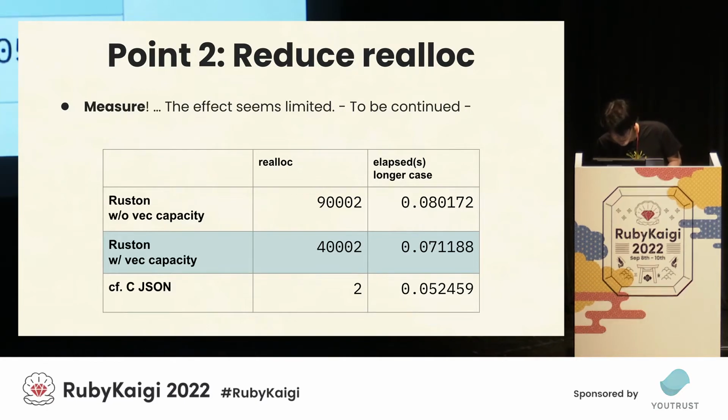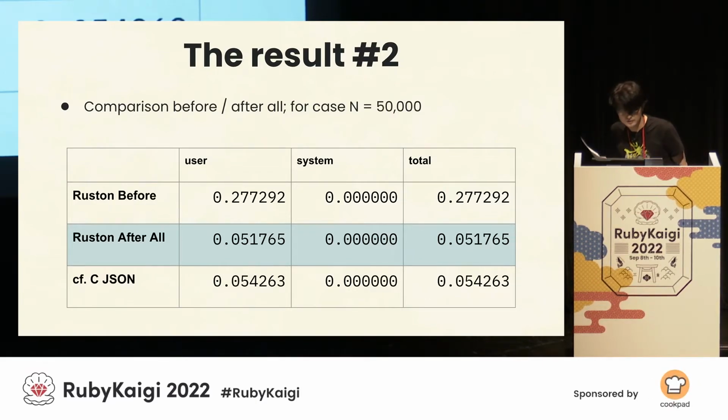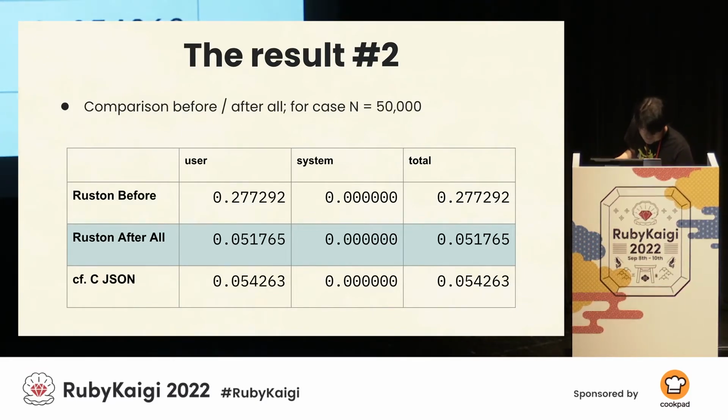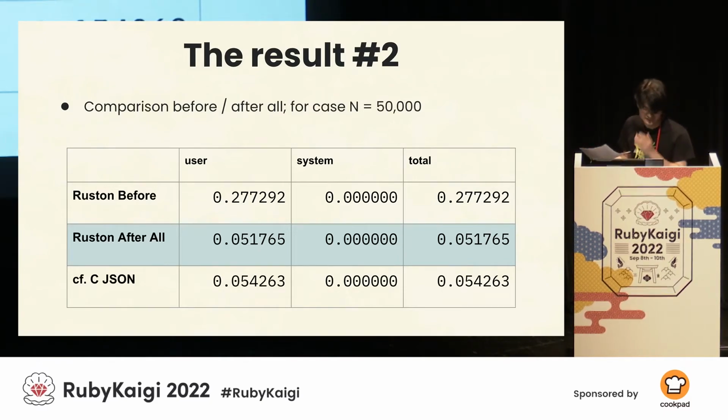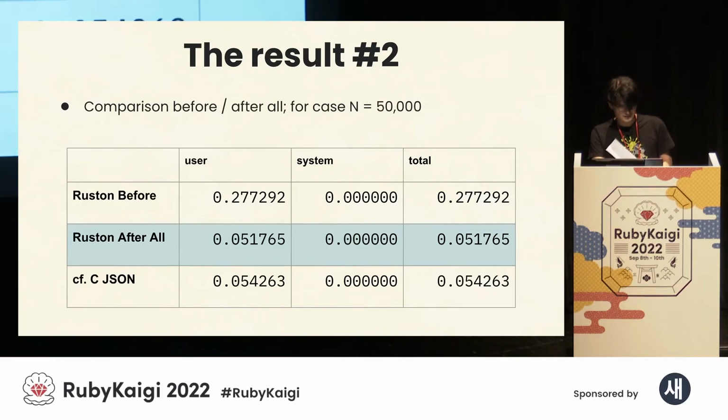But small refinements were applied. This is the whole result, and Ruston now takes 0.05 seconds. It's near to CJSON's performance.